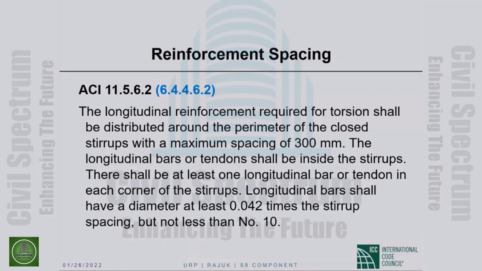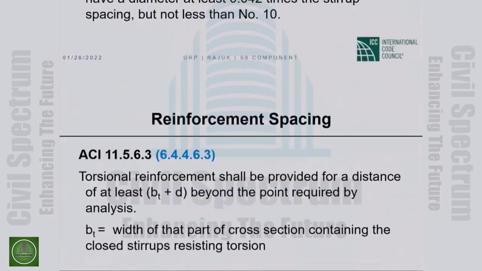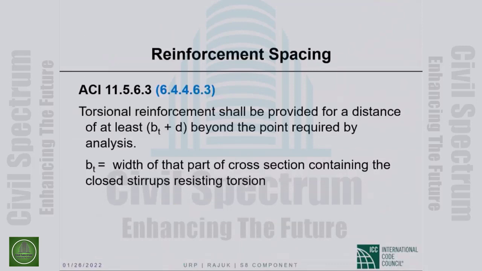Longitudinal bars shall have a diameter of at least 0.42 times the stirrup spacing, but not less than number 10. So the longitudinal bars cannot be any less than number 10 in size. And the final requirement is that torsional reinforcement shall be provided for a distance of at least b sub t plus d beyond the point required by analysis. So when you no longer require it according to analysis, you shall extend it by b sub t plus d.